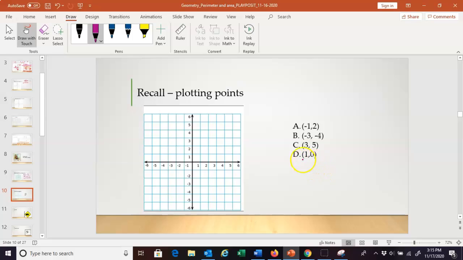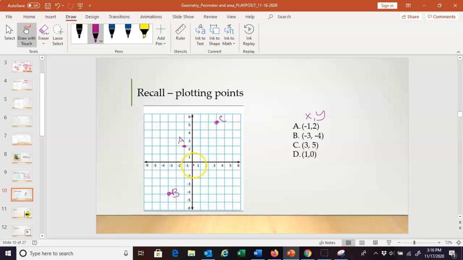So now we're going to go the other way. Let's plot point A. We'll go -1 first and then up 2 because it's a +2. So the coordinate point goes in alphabetical order: x comes first and then y. Point B is (-3, -4). C is (3, 5). I'm sure you guys all got this down.